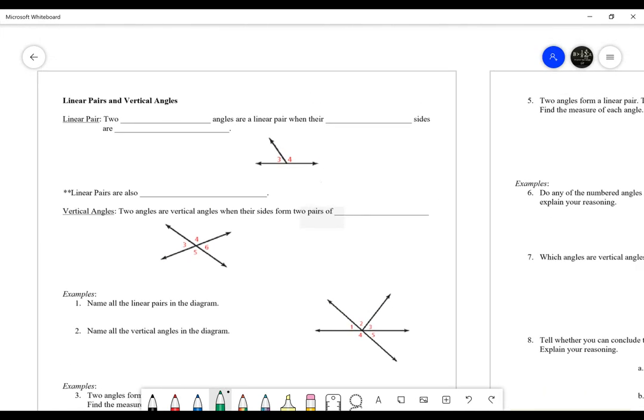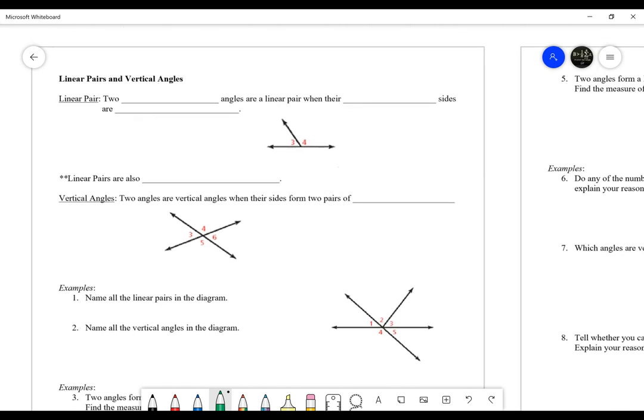Okay. We're going to start with linear pairs and vertical angles. So yesterday we talked about some other different kinds of angles. If you would like to look in your book, this is going to be lesson 1.6, part 2. And if you want to have your book open, this is pages 50 and 51. Hopefully you have these notes in front of you, in your class notebook.